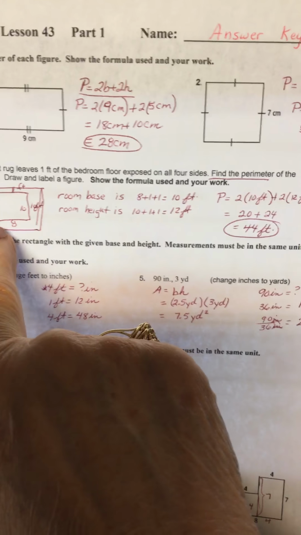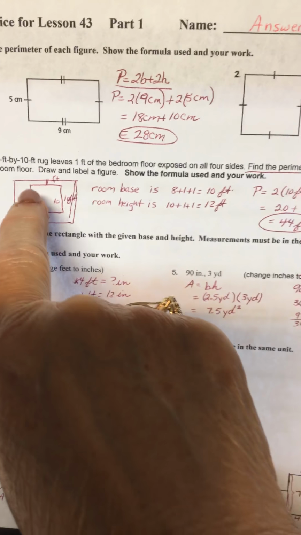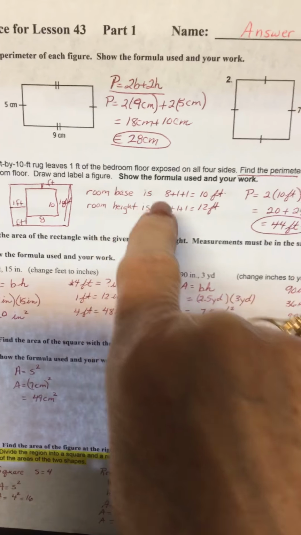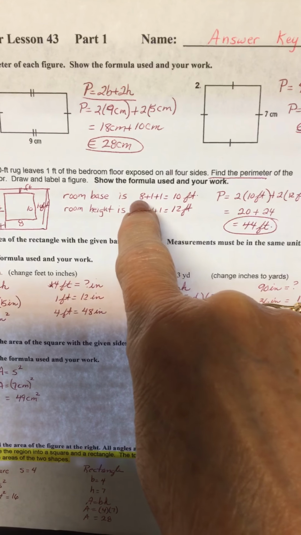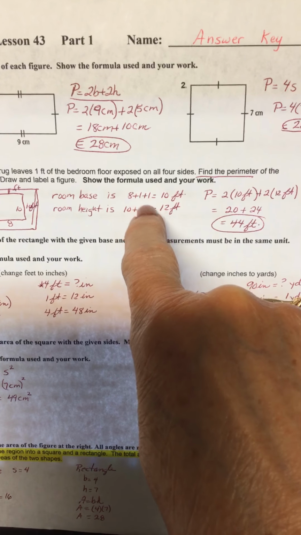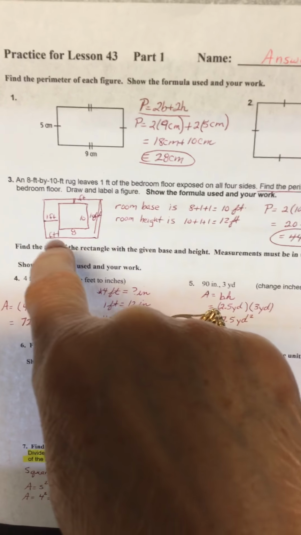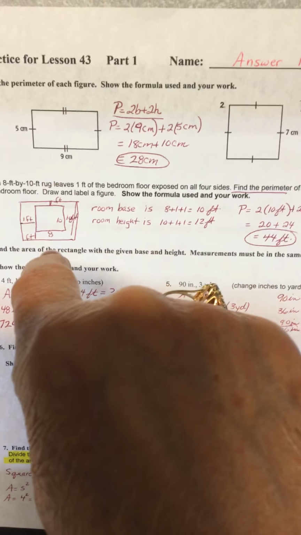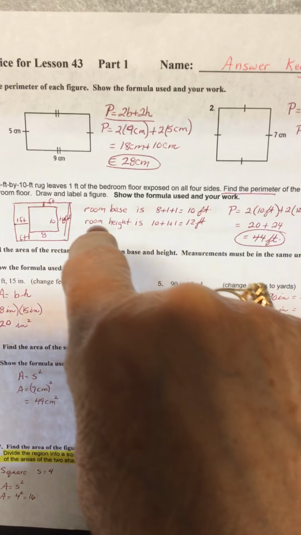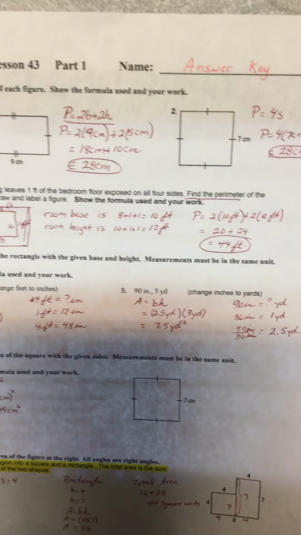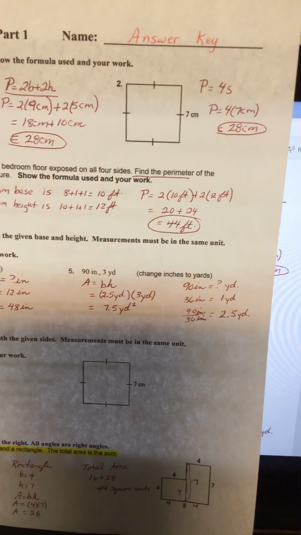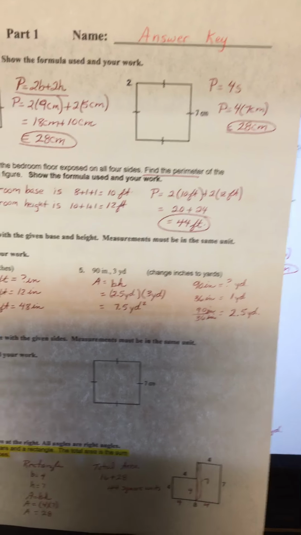So here's our rug, and it's measuring 8 by 10, but there's an extra foot on each end of it. So what was the base of the room is going to be 8 with 1 foot plus 1 foot, which would be 10 feet all the way across the room. And then on this dimension of the room, or rug, it was 10, but there's an extra foot showing on each side, so the height of the room would have been 12 feet. So my perimeter would be 2 times 10 plus 2 times 12, which would be 44 feet.